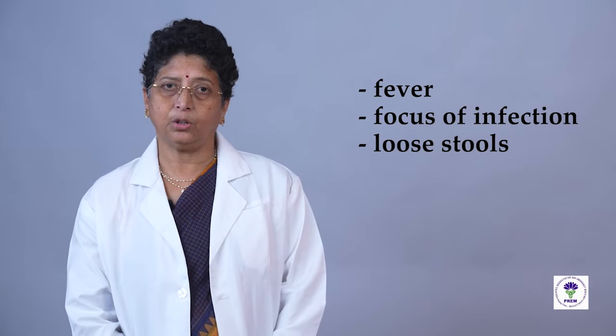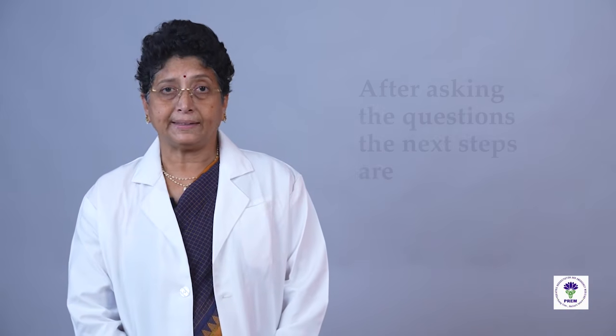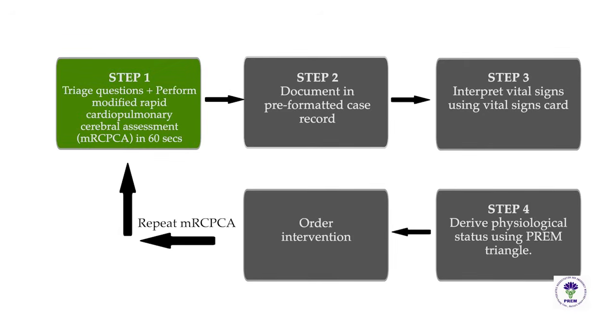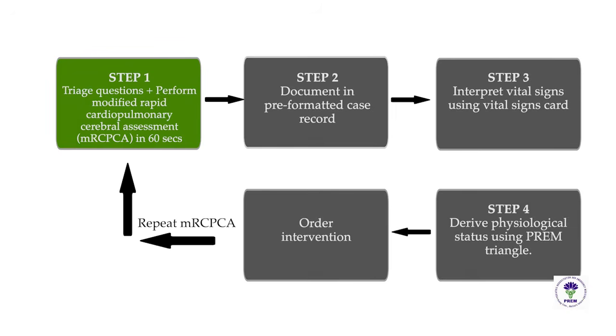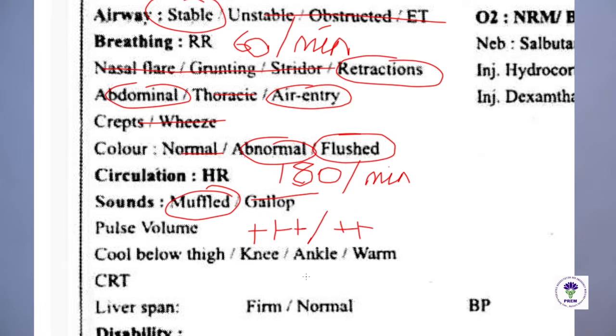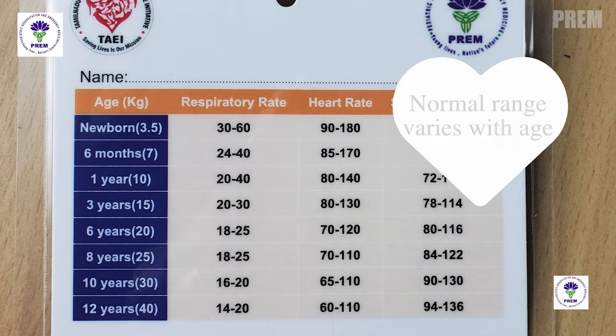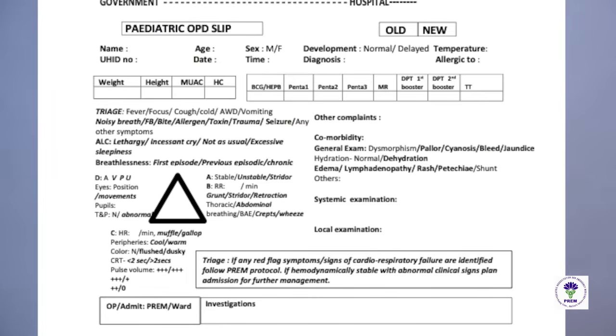In summary, this video discusses the two major questions that we need to ask mom who brings her child with minor symptoms such as fever, focus of infection, or loose stools. This has to be corroborated with the next following steps, that is, performing the rapid cardiopulmonary cerebral assessment, documenting your findings, interpreting the vital signs, and deriving the physiological status using the PEWS triangle.